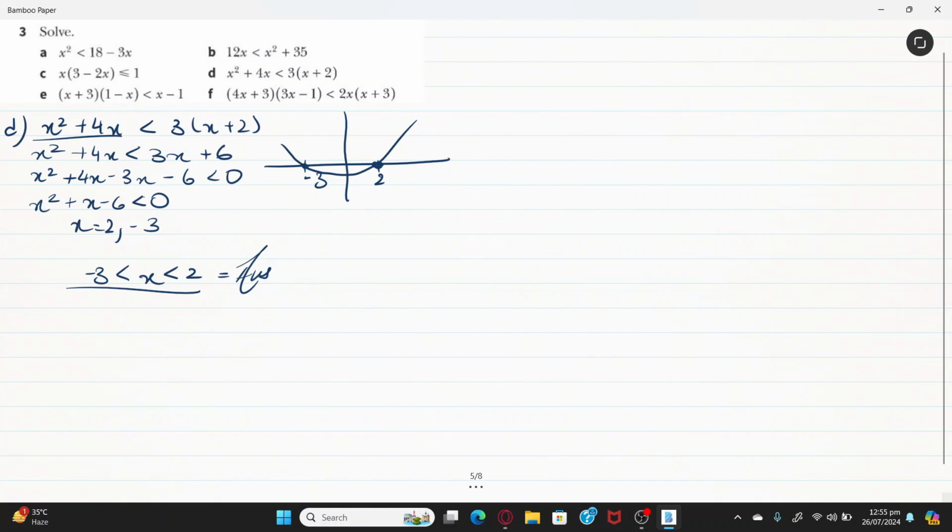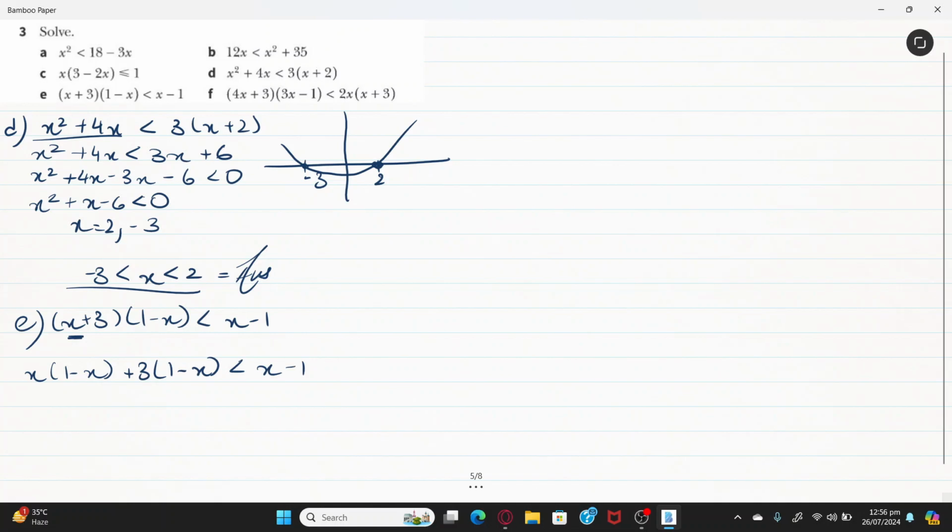Okay, for part E, x plus 3 multiplied by 1 minus x is lesser than x minus 1. So that's basically going to be x multiplied by 1 minus x. I don't know if you know this technique, but if we have something like x plus 3 multiplied by 1 minus x and we do not have any identities to solve this, we multiply every part of one bracket with the other. So x multiplied by 1 minus x plus 3 multiplied by 1 minus x, and then we are going to solve this and simplify it.